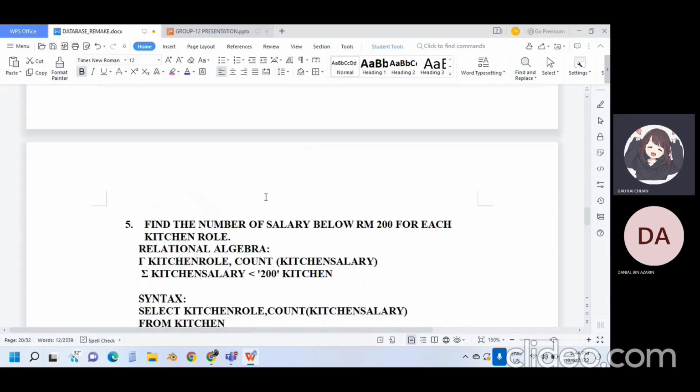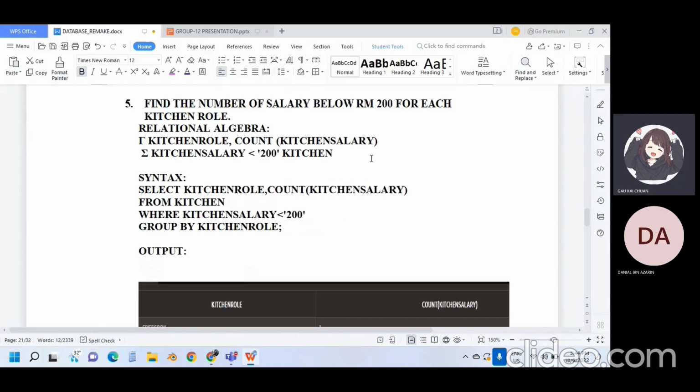So the last question is, find the number of salaries below 200 RM for each kitchen role. The syntax is select kitchen role, count kitchen salary from kitchen, where kitchen salary is less than 200, grouped by kitchen role. The output is as below.